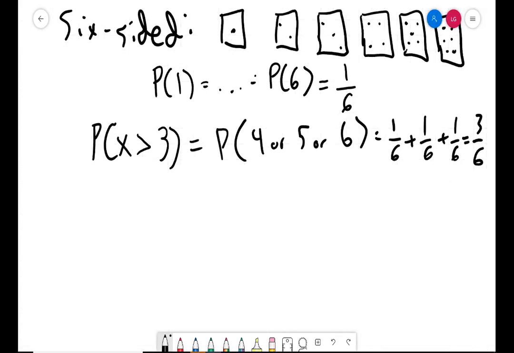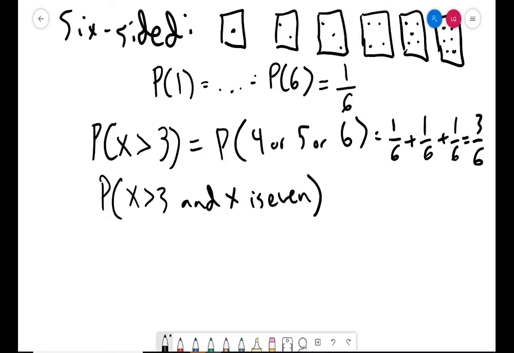That is useful. Let's think about a compound probability, an and probability. The probability that x is greater than 3 and even. Well, think about our sample space, 1, 2, 3, 4, 5, or 6. Probabilities there, 4 and 6.